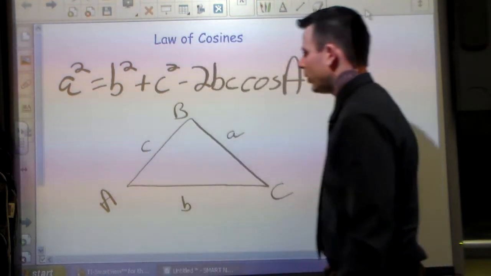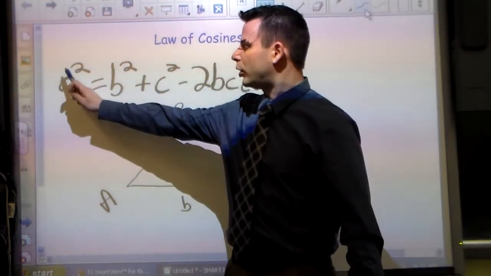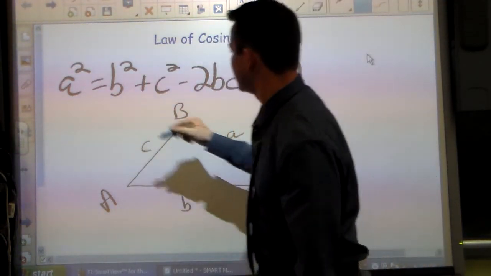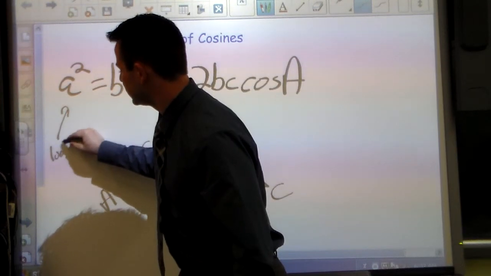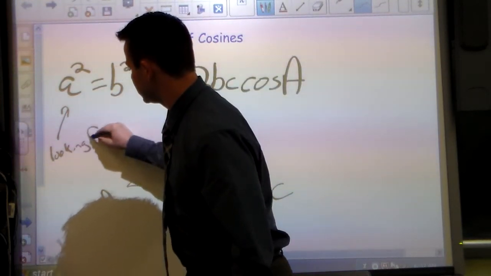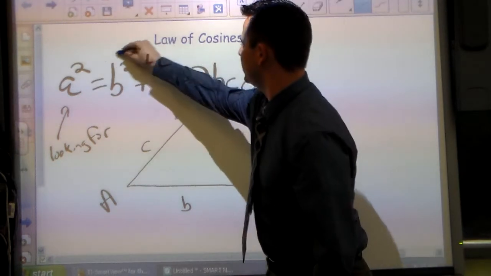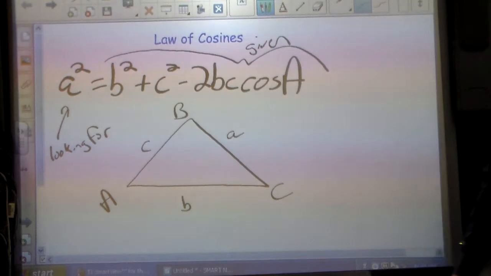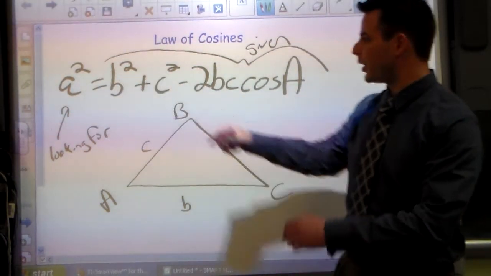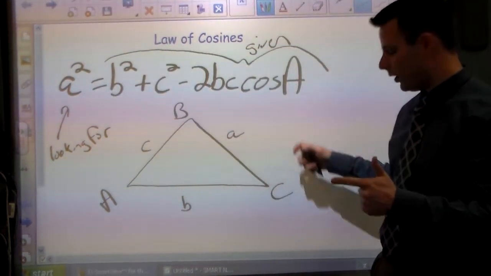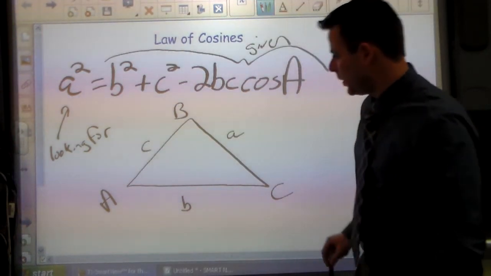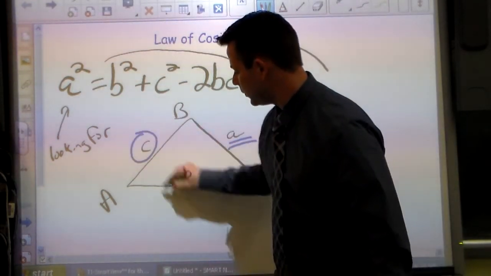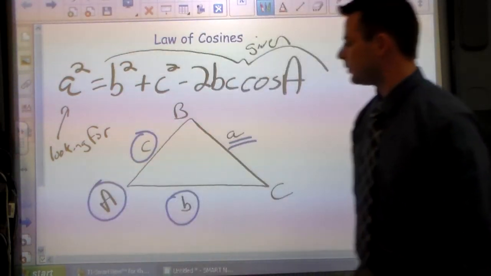So let's just see what this formula is giving us. It's saying that we're looking for a squared, but we're given everything else. So we're looking for a squared, and we're given b, we're given c, and we're given angle A. So let's circle those. We're looking for this, we're given this, we're given this, and we're given this.